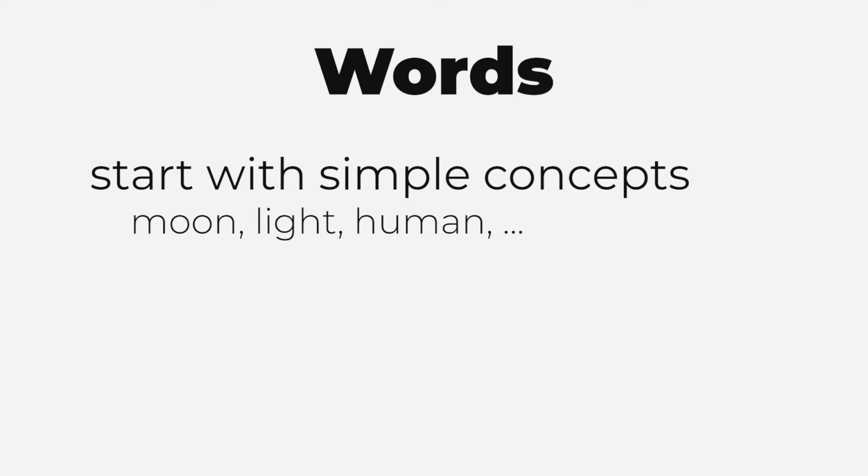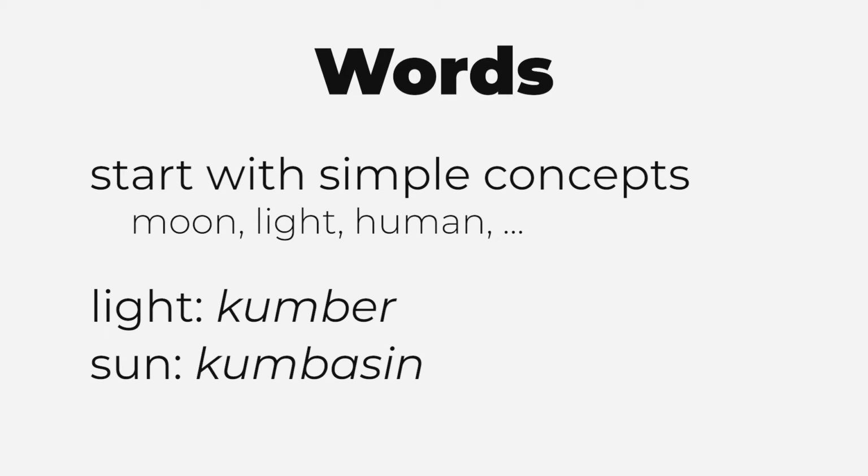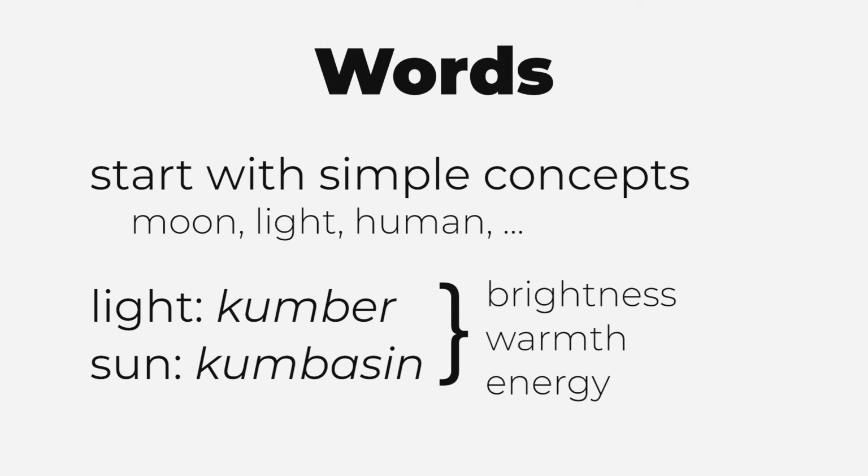Also think about the etymology of your words and how to derive words from other words. As an example, you might have the word light and the word sun, which is derived from the word light in your language. So now you might want to have words connected to brightness, warmth, and energy, also derived from your word for light. This will help your language maintain some kind of consistency, but again, you can do whatever you want with your language. This is just a recommendation.